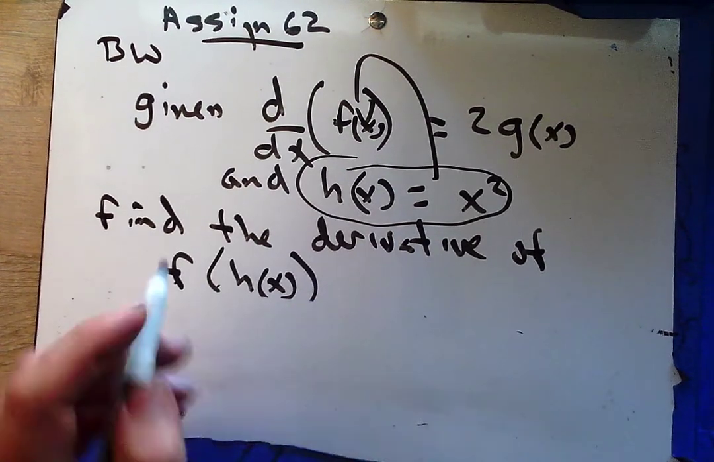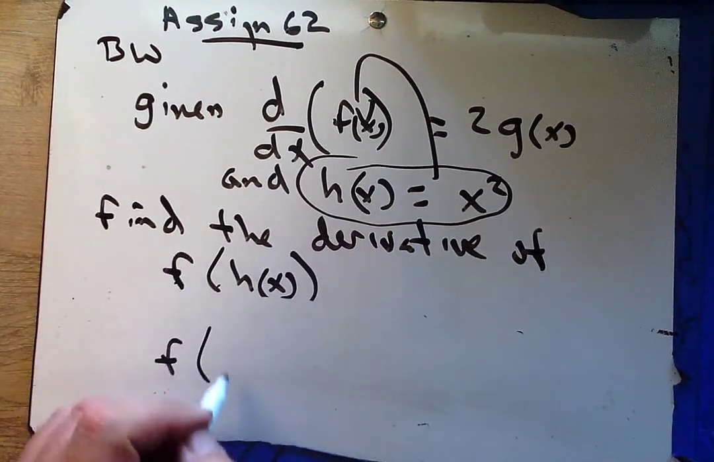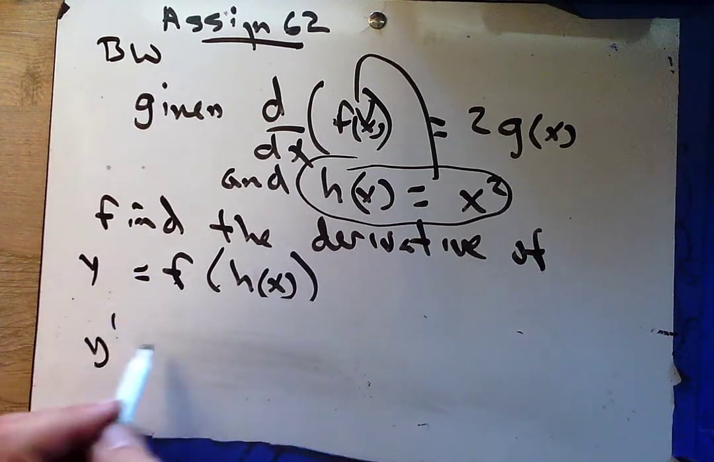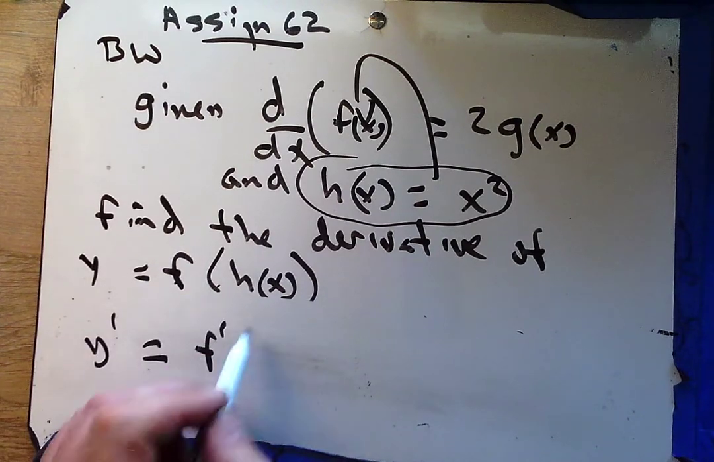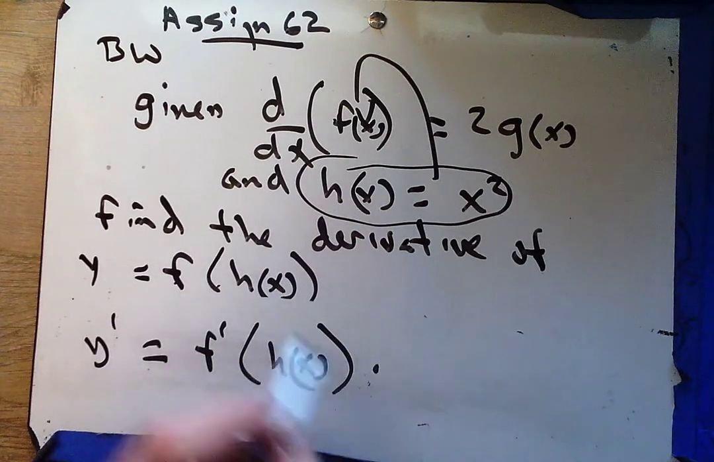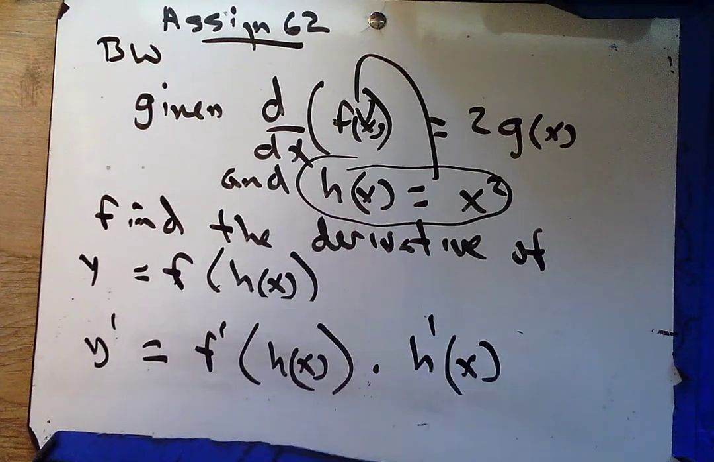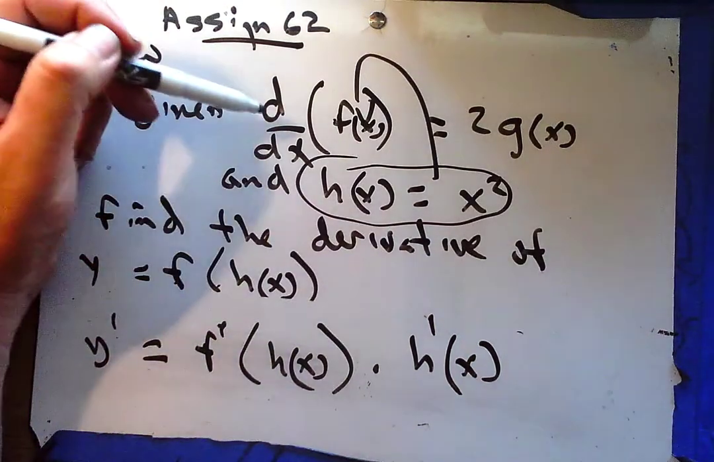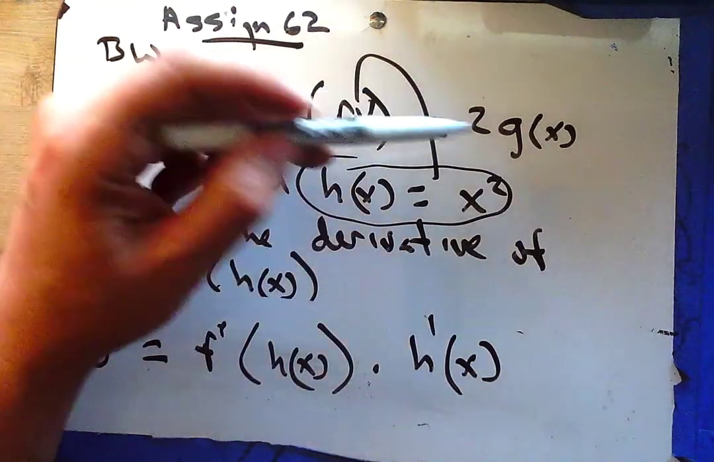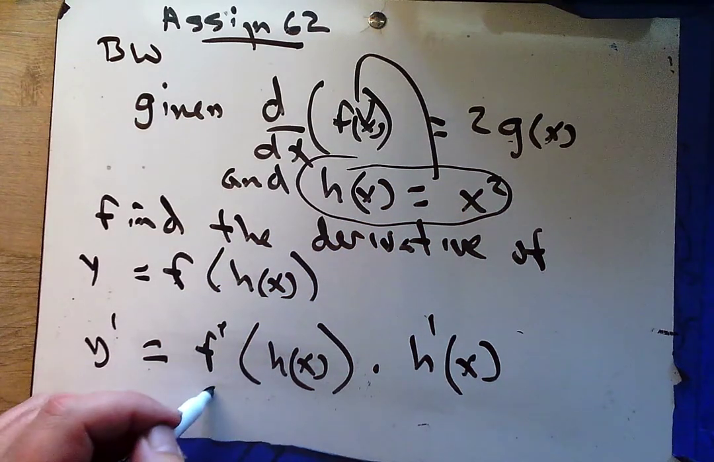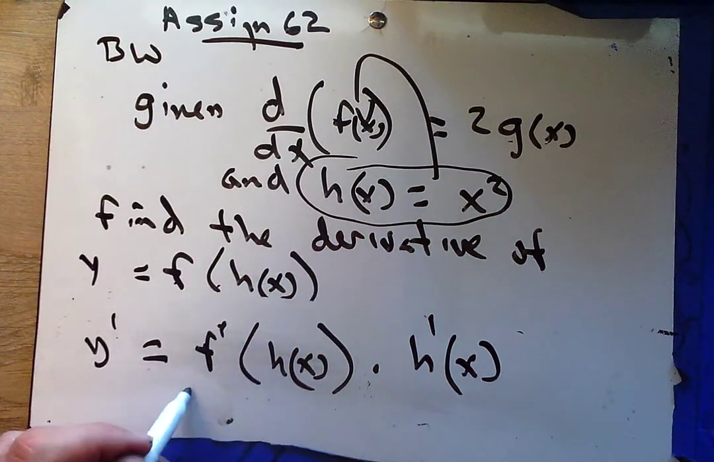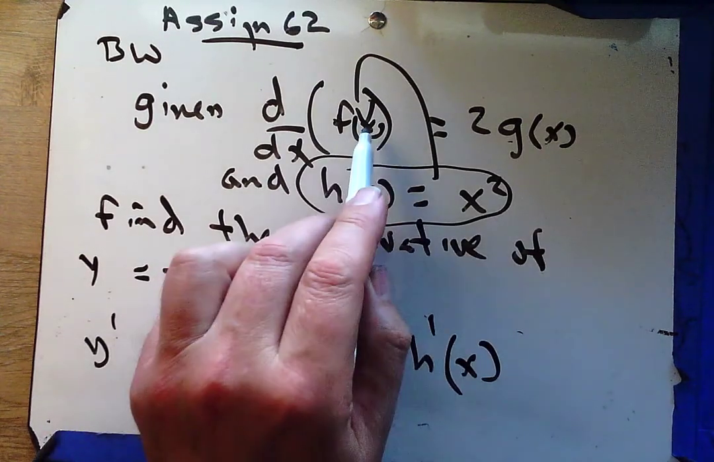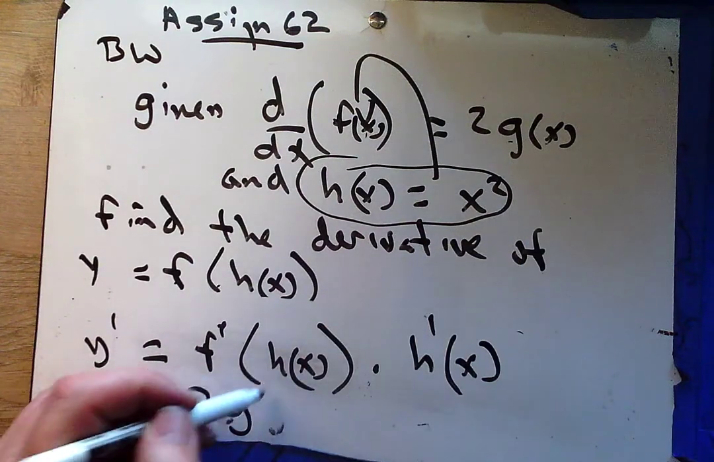Let's try it again. Okay, I want f of h of x to be my y, and my y prime is going to be the derivative of the outside, leave the inside alone, times the derivative of the inside. Now, what can we say about these things? Well, the derivative of f is 2g of x. So I can replace this with 2g of, well, wait a second. I had no x, no h of x.